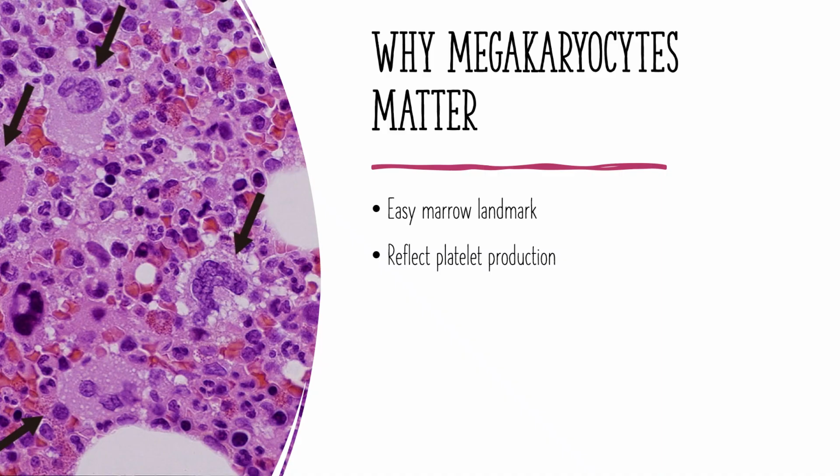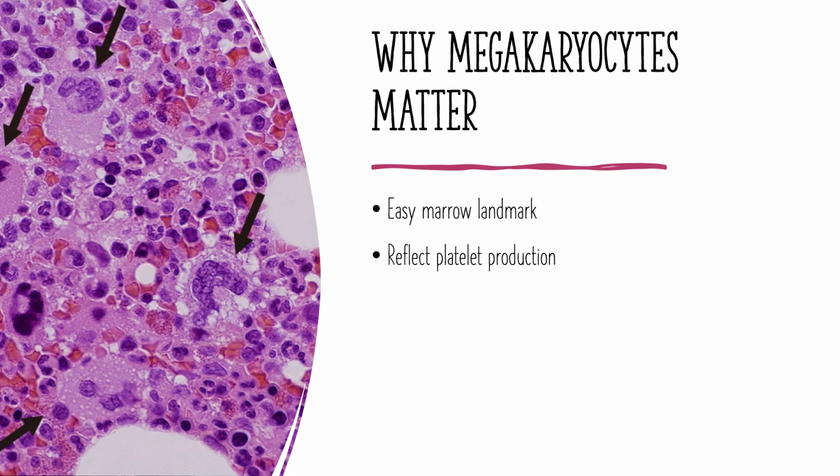All right, now let's talk about why megakaryocytes deserve your attention, because these giant cells are actually one of the easiest orientation landmarks in bone marrow. When you scan a marrow smear or biopsy at low power, everything can initially look crowded and chaotic, but megakaryocytes stand out immediately. They are enormous compared to surrounding hematopoietic cells, sometimes 50 to 100 microns, which makes them excellent visual anchors when you're learning marrow architecture.